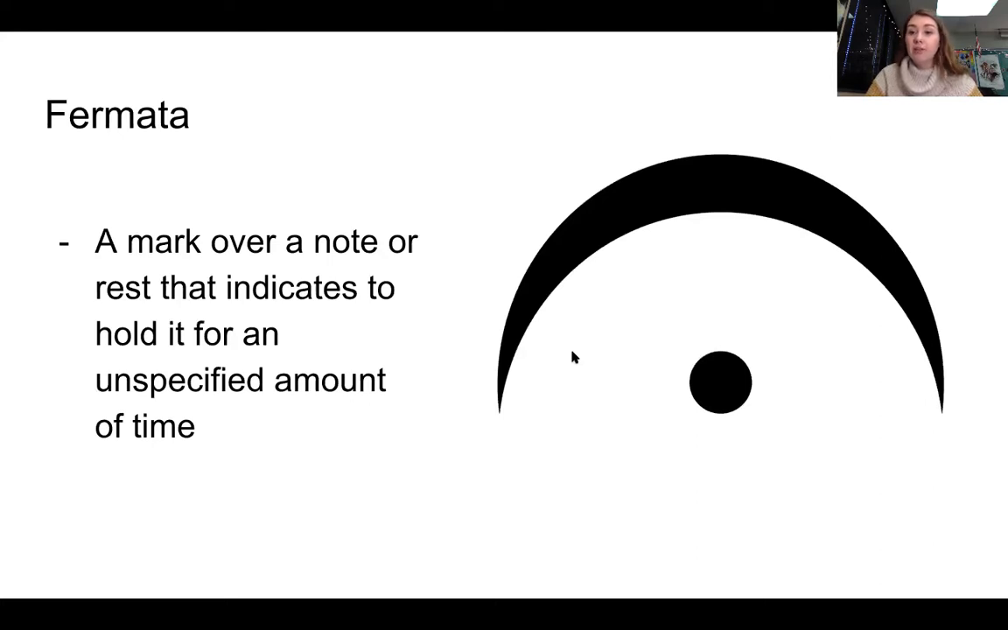Next, we have a fermata. It looks like a little bit of a bird's eye. A fermata is a mark over a note or rest that indicates to hold it for an unspecified amount of time. On your assignment, I have it marked as for as long as the performer wants to hold it, because that's how long you get to hold it for. If you're a soloist, you'd hold it for as long as you want. In a choir, I'm like the performer in that sense because I'm conducting, and I would have you hold the note for as long as I wanted and then we would keep going on. So a fermata has you hold a note or rest for an unspecified amount of time, however long the performer wants to hold it.